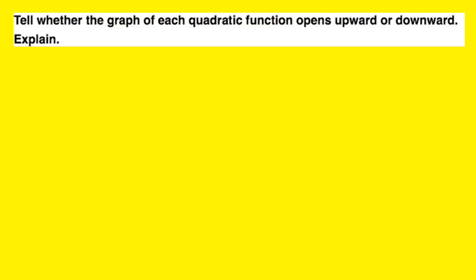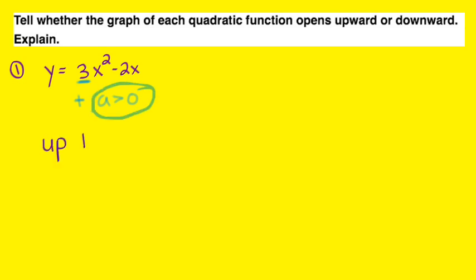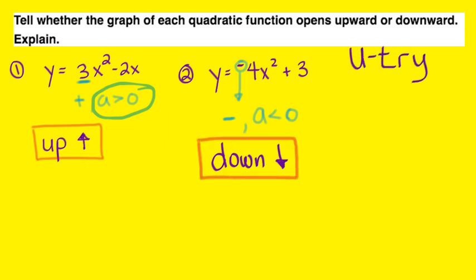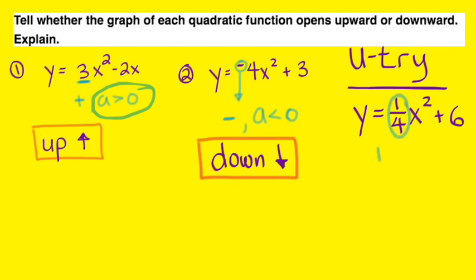So on these, we're going to tell whether the line opens up or down. Go ahead and do this. You try. Look at this, and we can see because it's positive, it's going to open up. This one, it will open down. Give this one a whirl. Yep, you're right. It's positive, so it opens up.